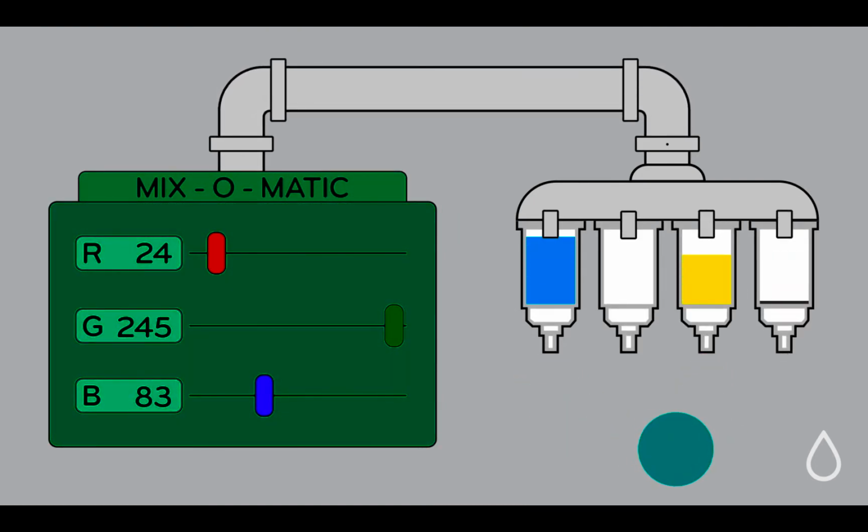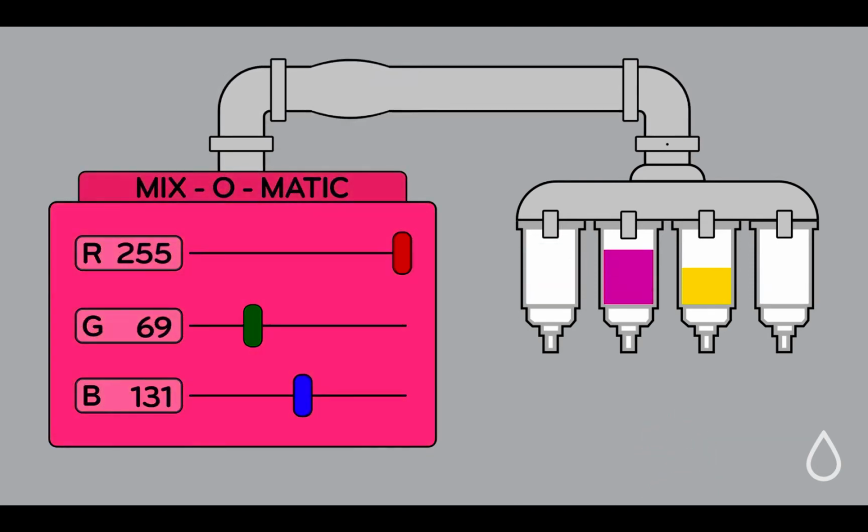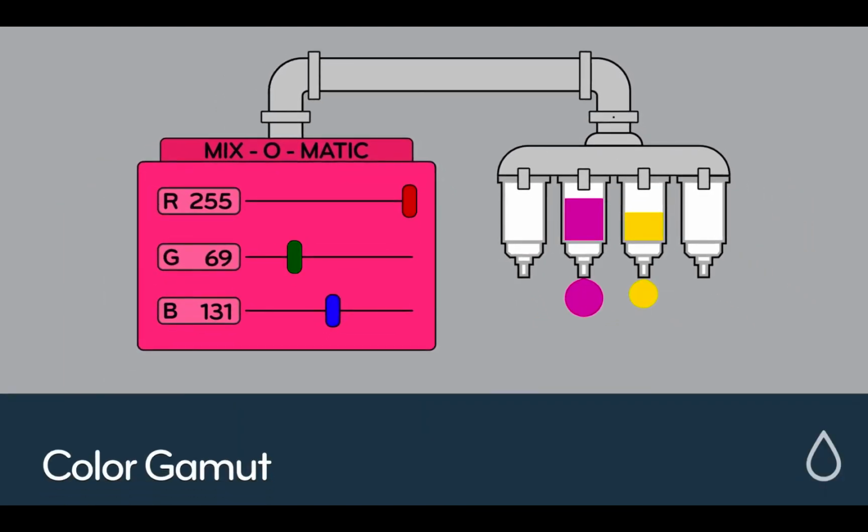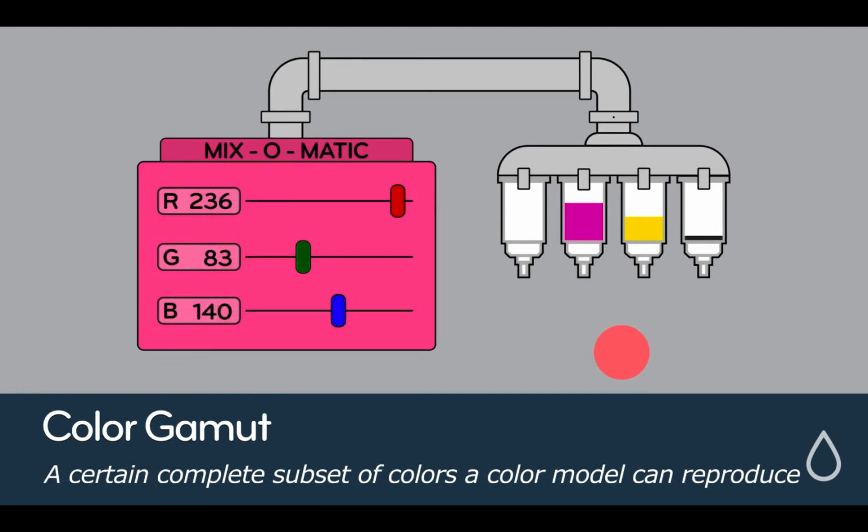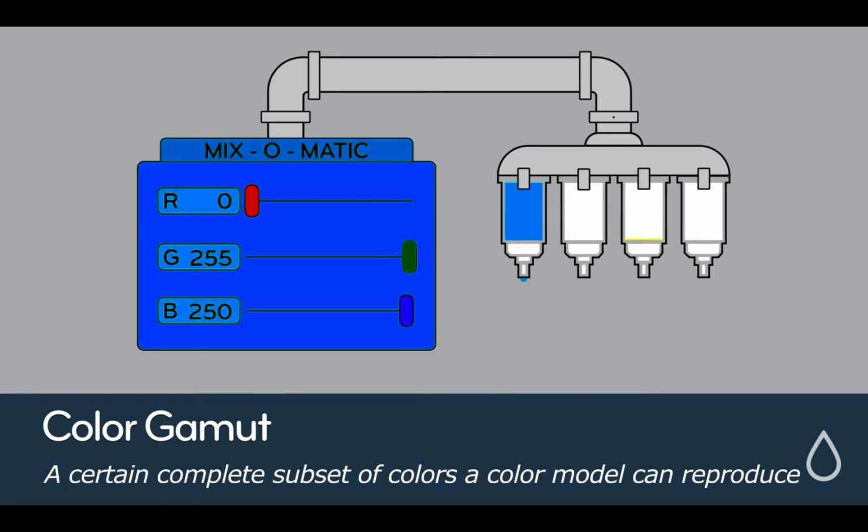This is because each model has a different color gamut. A color gamut is just a subset of colors a color model can reproduce. I know, that sounds confusing, so let's use some pictures to explain.